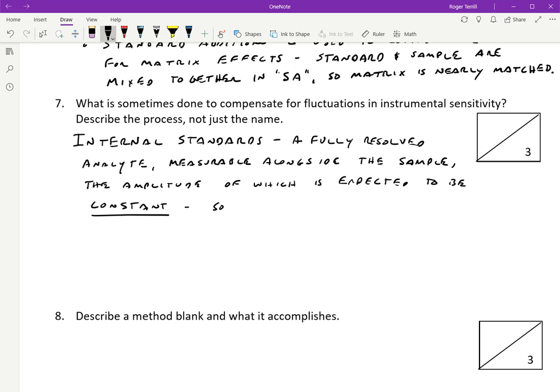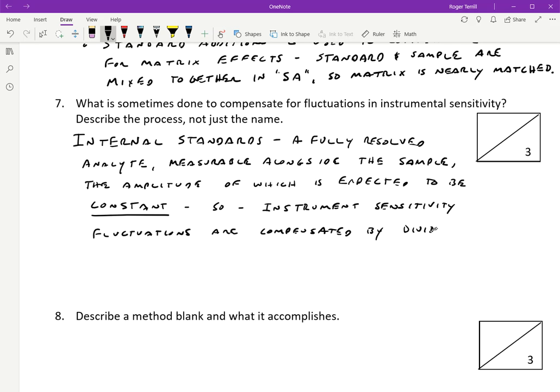So, instrument sensitivity fluctuations are compensated by dividing the analyte signal by the internal standard signal.